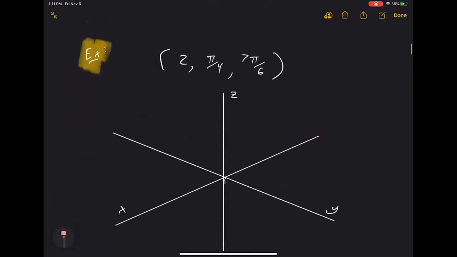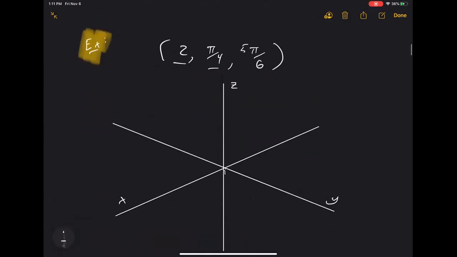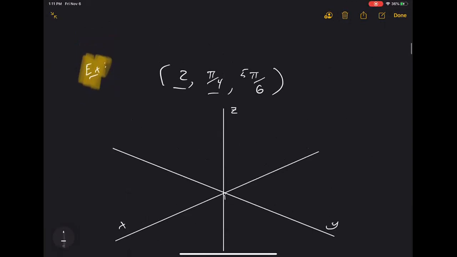So I'd try plotting some points. For example, this point here: 2, pi over 4, 7 pi over 6. What would that look like? Well, we know our radius is 2, our angle with the x-axis is pi over 4, and this is, let's see, about 5 pi over 6. We don't want our angle phi to be greater than pi, right? So let's say phi is 5 pi over 6. Okay, so what would this point look like?